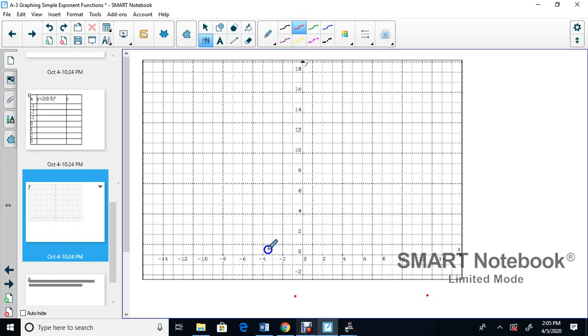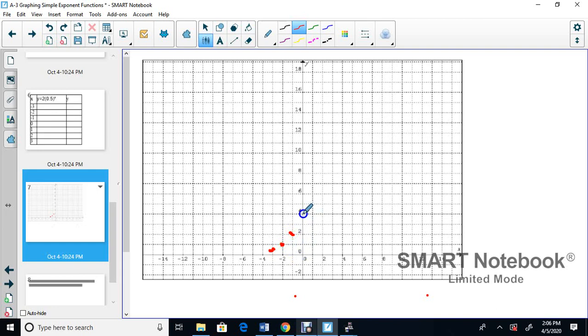So at negative 3, we're at 0.5. Okay, so it's right about here. I can do a little bit bigger. So it's between there. At negative 2, we're at 1. So we're right about here. Okay, at negative 1, we're at 2. Right here. Okay, right at that 2.